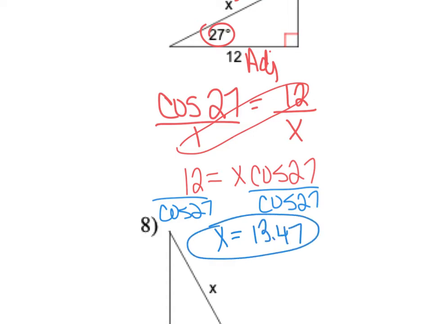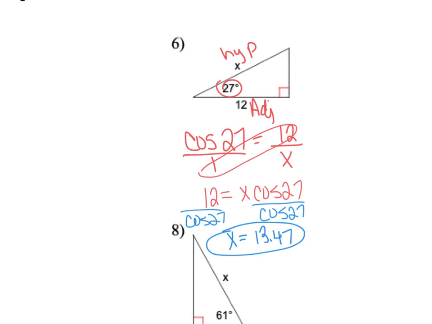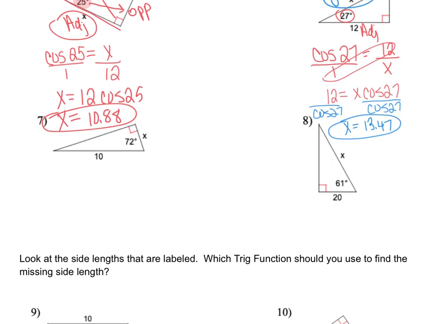I should probably point out also that you should double check to make sure your answers make sense. So if you notice, I got a side length of 13.47. Well, I know up here my hypotenuse should be my longest side. In any right triangle, the hypotenuse is always the longest side. So I notice my hypotenuse in this case is going to be 13.47, which is longer than 12. So I know I should have an idea of it being a reasonable answer.